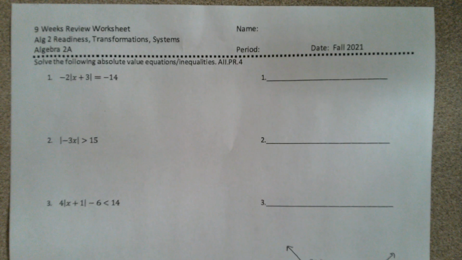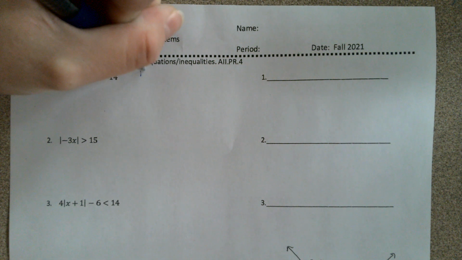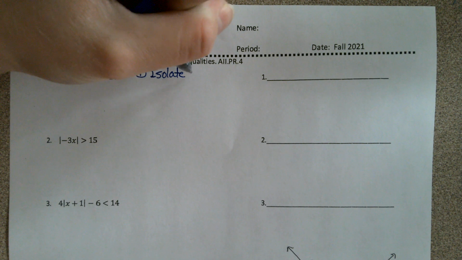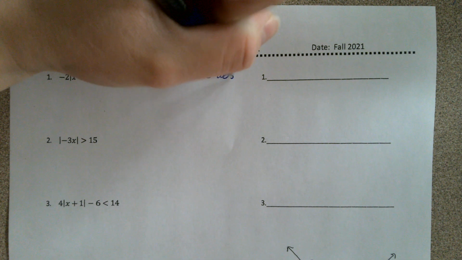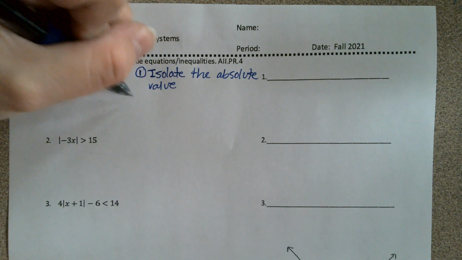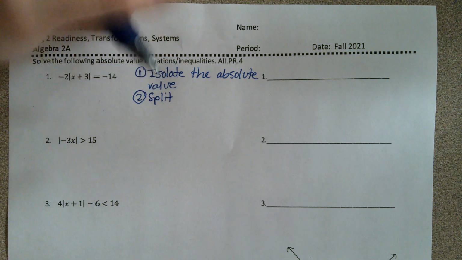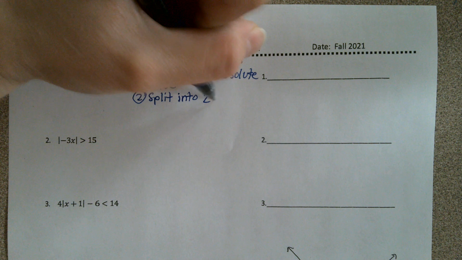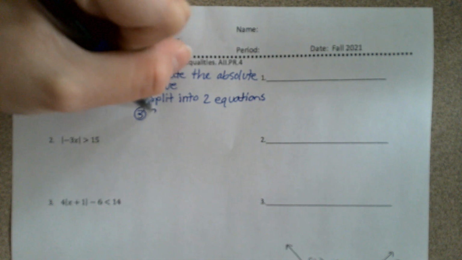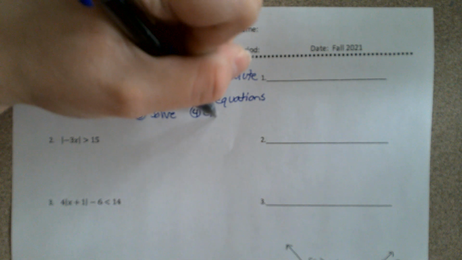To do these problems, there is a 4-step process. The first step is to isolate the absolute value. And isolate just means to get it by itself. Second step is to make two equations. I like to call it the split. Split into two equations. Then you solve them. And then the last step, of course, is to check your equations.